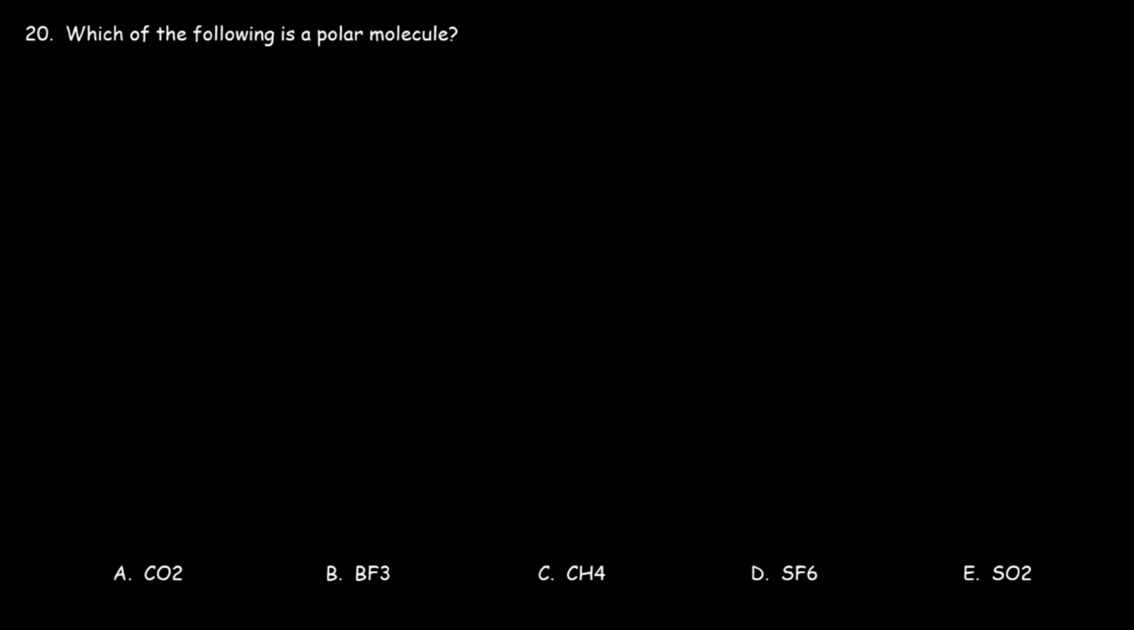Number 20. Which of the following is a polar molecule? Is it going to be answer choice A, B, C, D, or E? What would you say? Well, let's analyze each answer choice to find the answer. Now, let's start with answer choice A, CO2, carbon dioxide. In order to answer this question, you need to be able to draw the Lewis structure for each of these molecules.